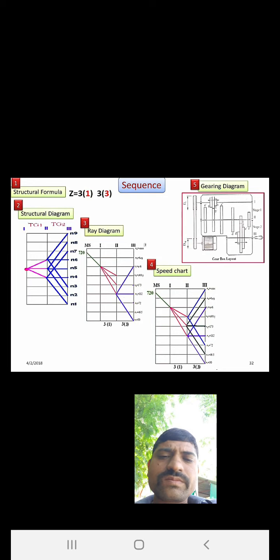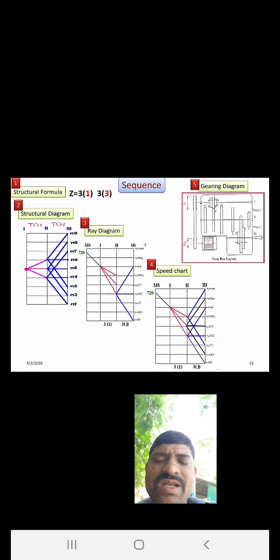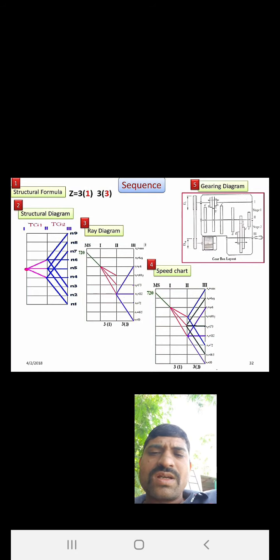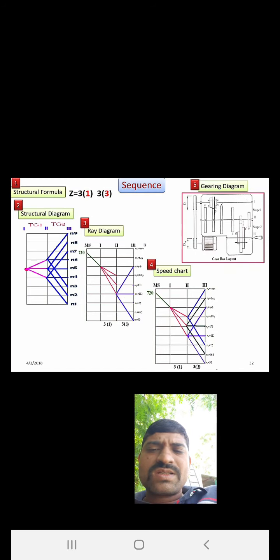Okay, then see how to draw the ray diagram. From the input shaft, there is an electric motor connected. Suppose you have been given 720 rpm for that electric motor. I have shown it on the electric motor shaft. Here is the first line, the electric motor shaft, EMS.